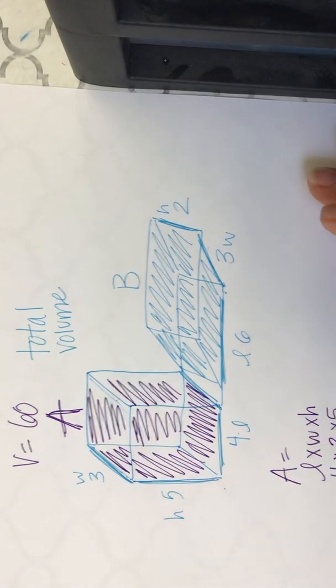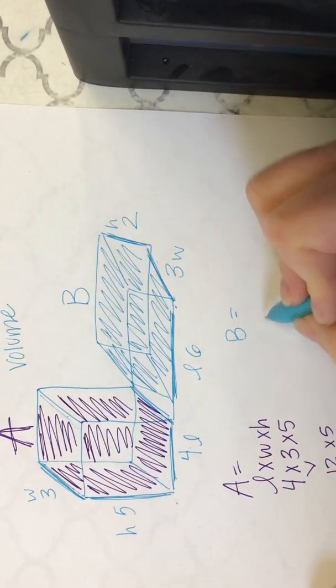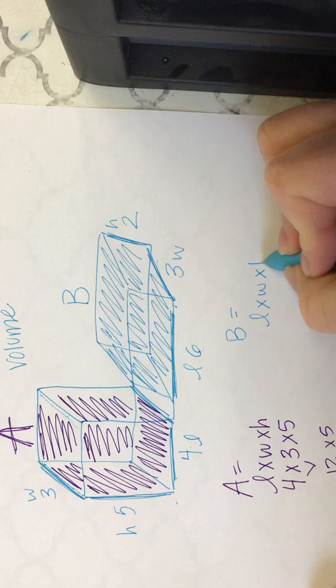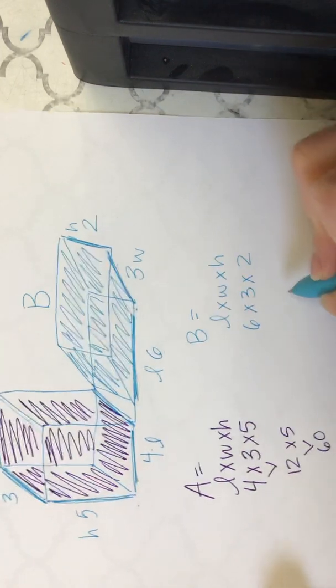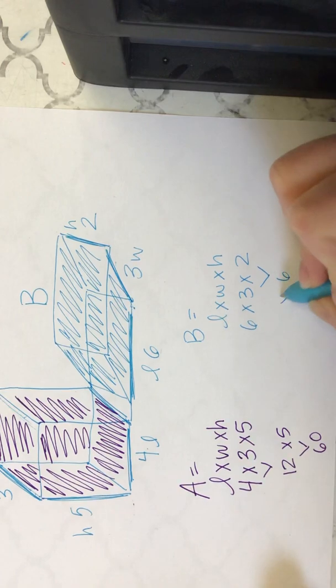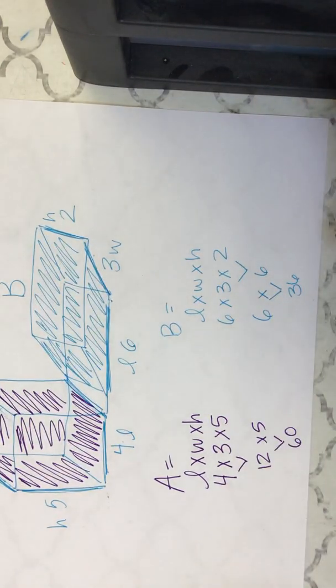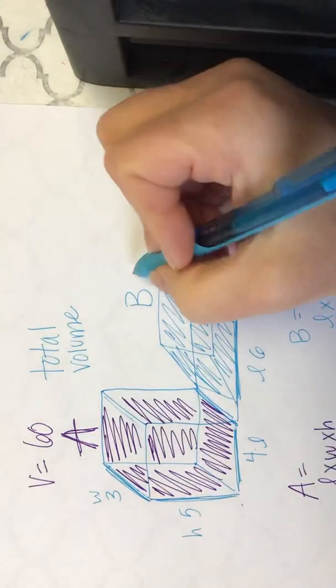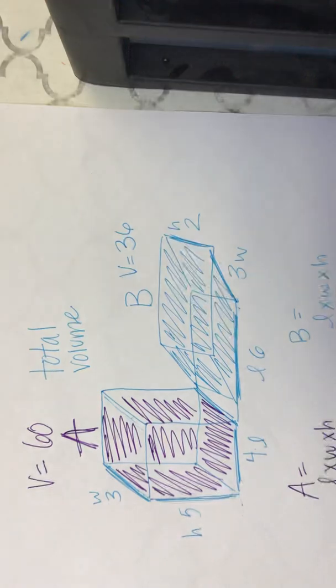Now let's look at B. B, length times width times height. We have 6 times 3 times 2. So I'm going to do 6 here. We have 36. Okay, so B has a volume of 36.